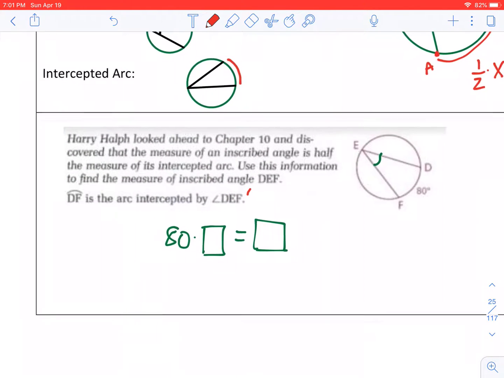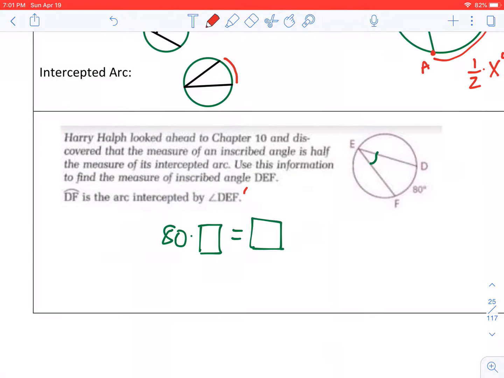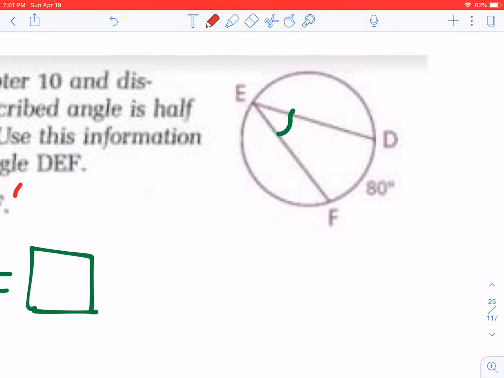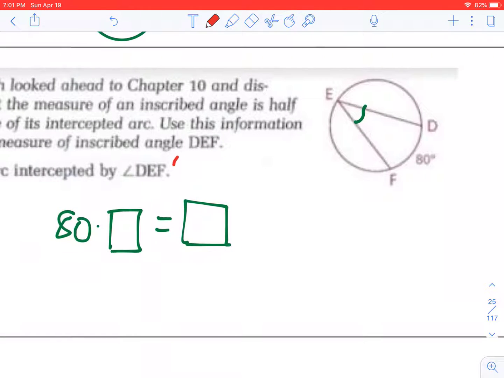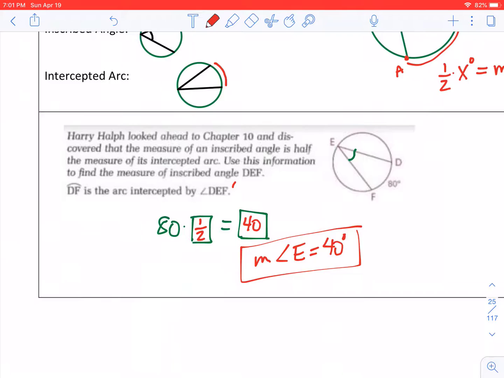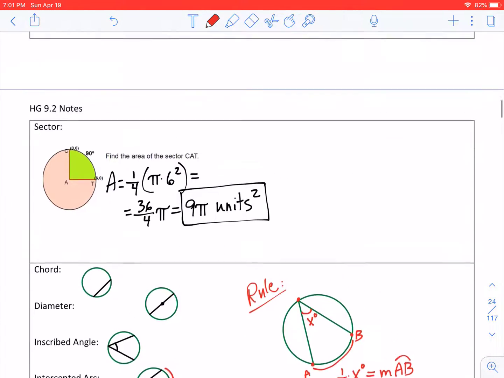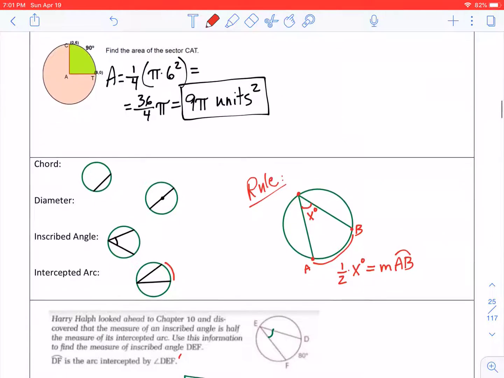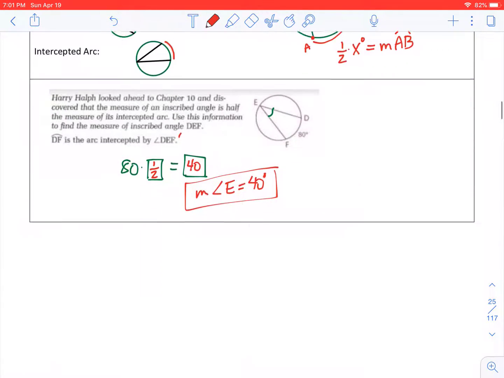They throw in a couple of problems. Let's look at a problem, and so here we have a problem, and we see the 80, and so what is the measure of angle E? Well, we have to take 1/2 of that, right? So that's 40. So the measure of angle E is 40 degrees. All right, pretty simple little problem, and most of the homework problems are probably about that difficult too.